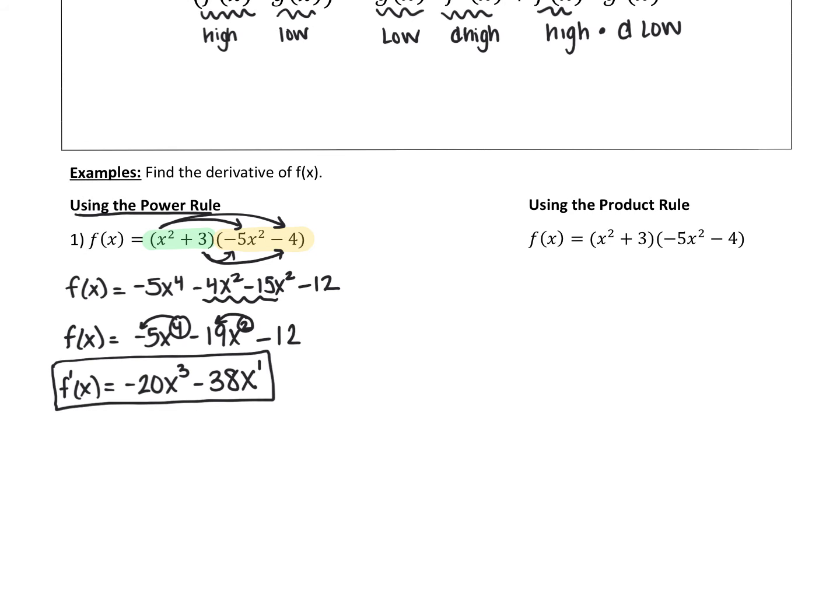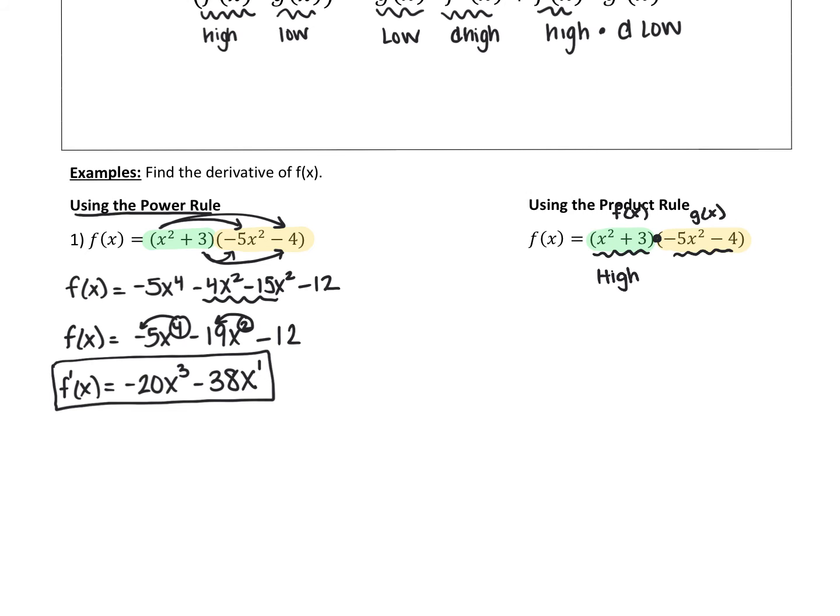Now, in an example like this, it may be faster to double distribute and then use the power rule versus going through this complicated formula. But I want to show you how this formula can be used and we can still get the same answer. So here's my first function. Here's my second function that I'm multiplying together, right? My first function, I will call f of x. My second function is my g of x. And I call my first function my high function.